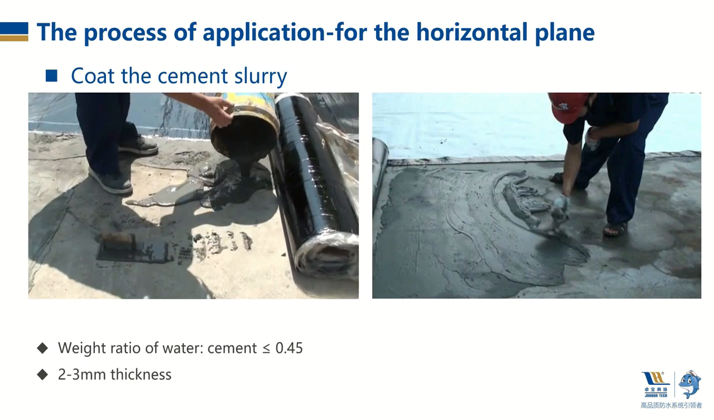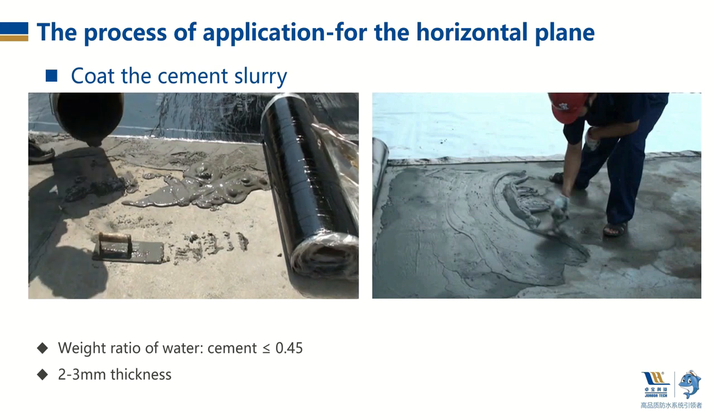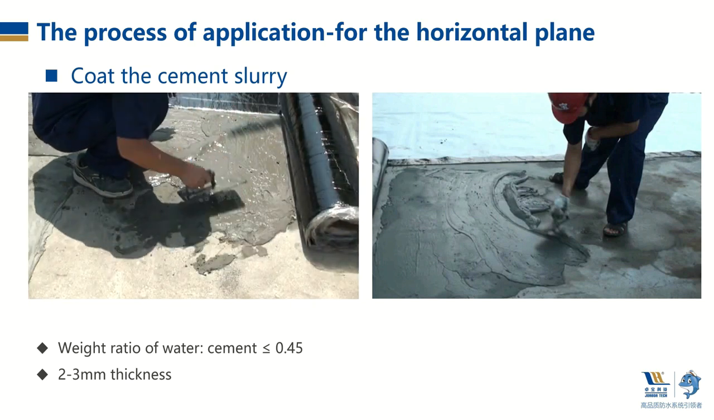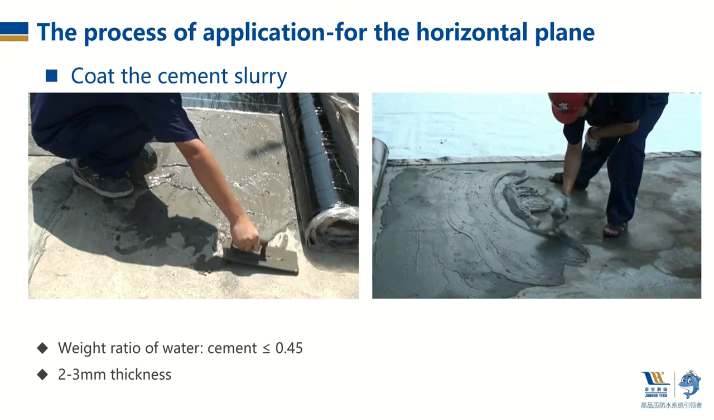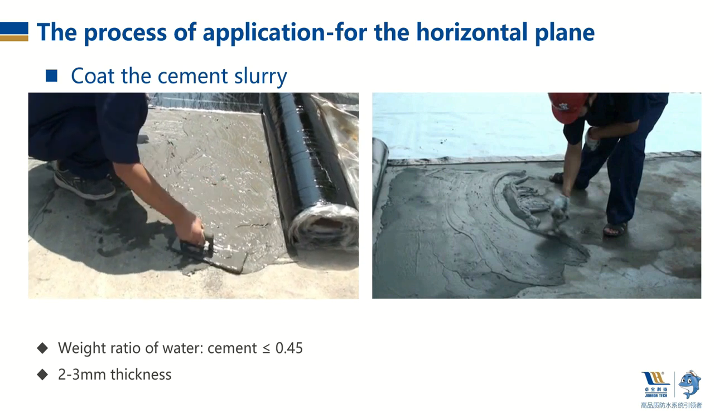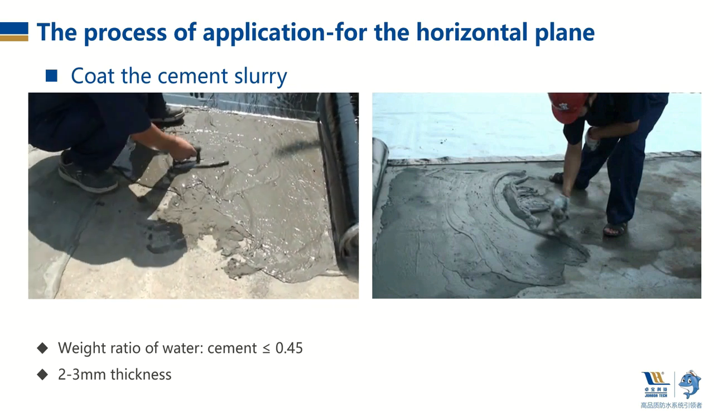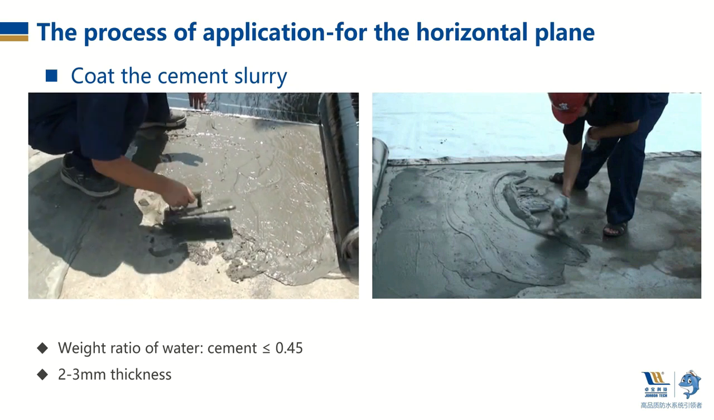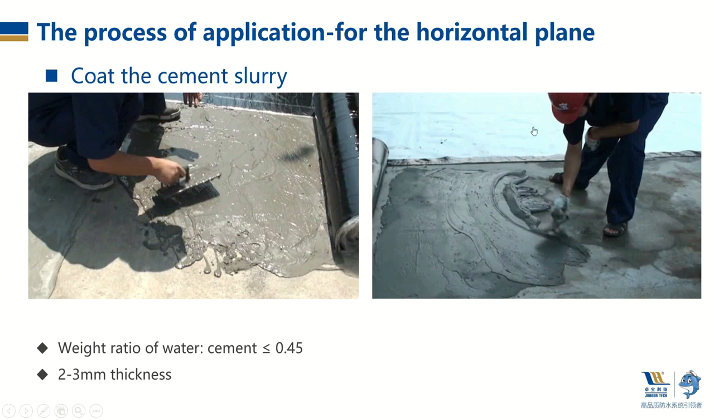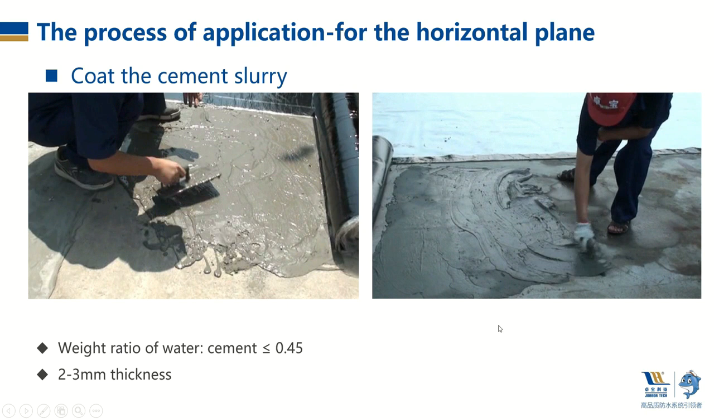Coat the cement slurry. Stir the cement slurry evenly. As mentioned before, the weight ratio of water to cement is not less than 0.45. Then coat the cement slurry on the substrate. The thickness is about 2 to 3 millimeters, and it depends on the situation of the substrate. Then press and flatten it.